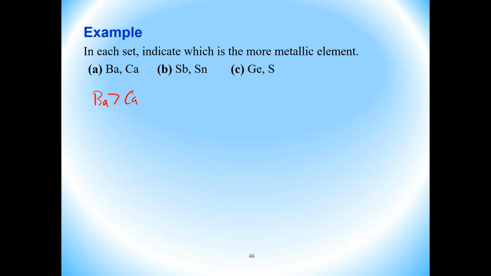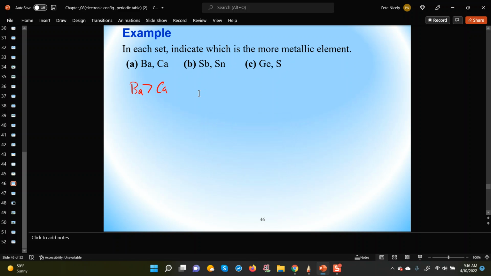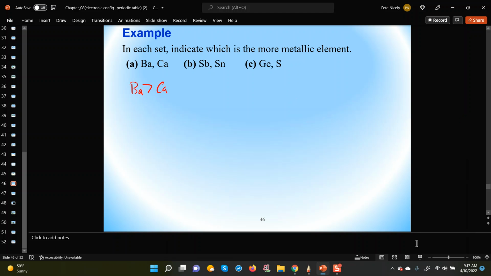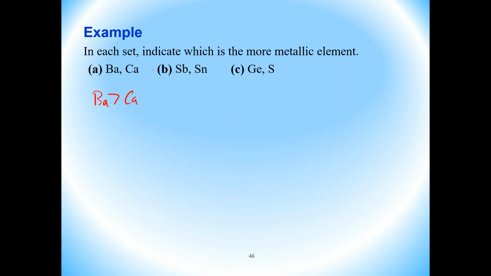And then for the next one, it's tin and antimony. Sb is antimony, Sn is tin. So we have to go to the periodic table again and look for where tin is, and tin is here, and antimony is to its right. So therefore, for B, the more metallic element between the two would be tin, right? Because metallic character decreases going from left to right. So in the case of B, tin would be more metallic than antimony.